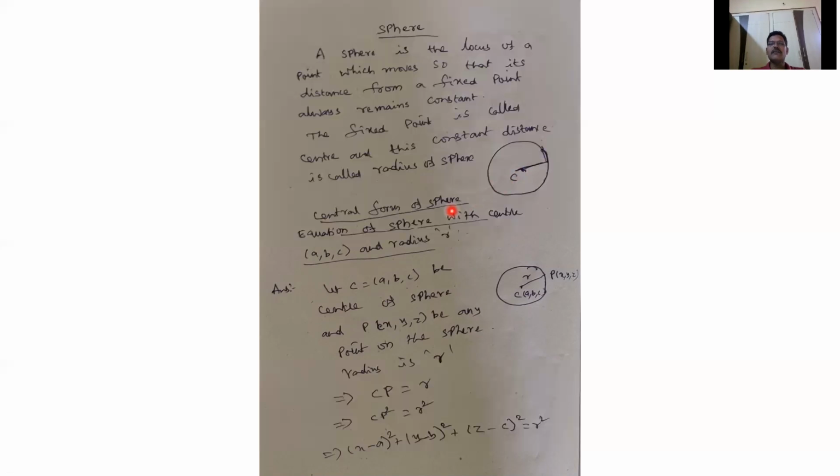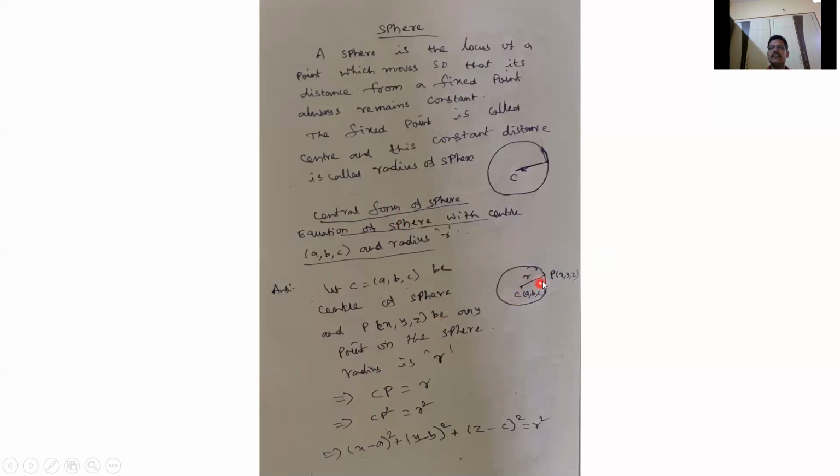So first we see the central form of the sphere. Central form of the sphere means the equation of the sphere with center (a, b, c) and radius r. Let C be the center of the sphere, and P be any point on the sphere. Given r is the radius, we know the distance is r, because by definition the constant distance is called the radius.